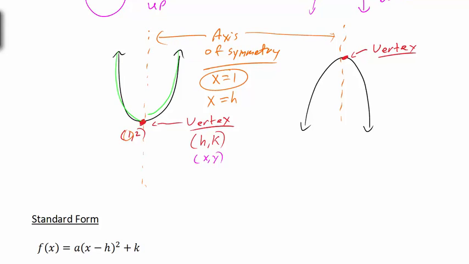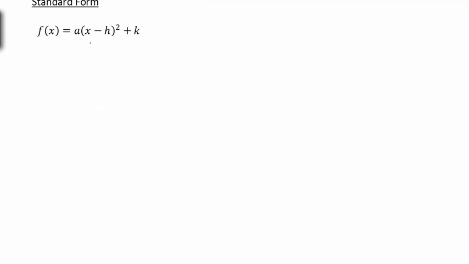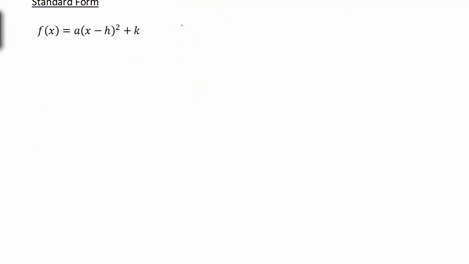So that leads us into the standard form of our quadratic equation, which is a multiplied by x minus h, this whole quantity squared, plus k. And notice here we have the letters h and k, and that's what I was indicating up here. h and k is going to represent our vertex. And remember we said a tells us which direction the parabola is going. So if a is positive, your parabola is up. If a is negative, the parabola is going down.